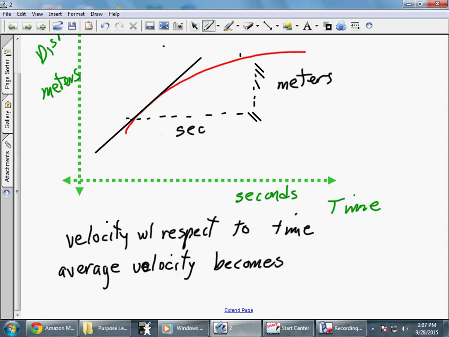Don't be shy. Instantaneous. Thank you, Orion. Instantaneous velocity. Okay, and I'm almost ready, you guys. I'm almost done.